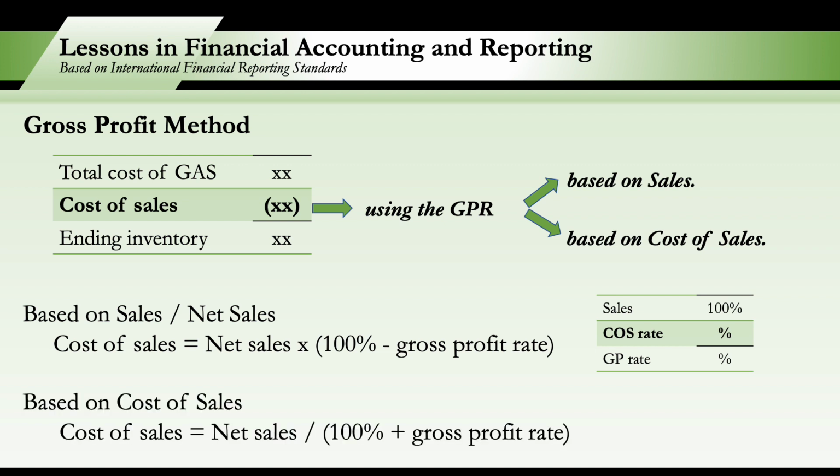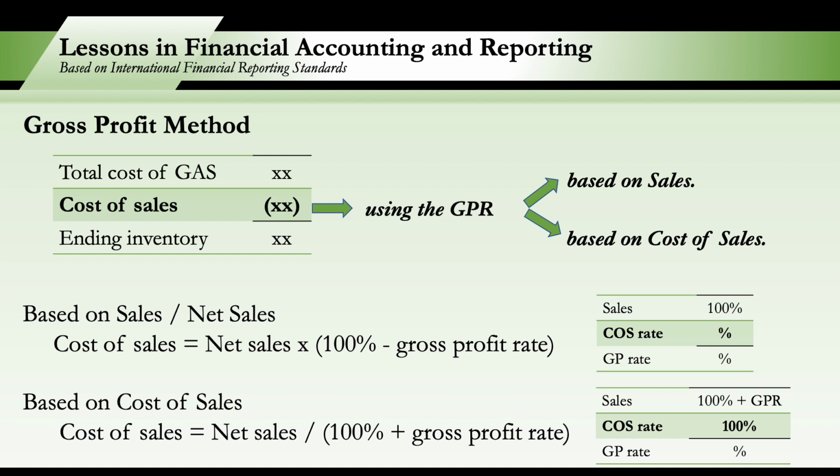And when we say based on cost or based on cost of sales, the cost of sales is equal to net sales divided by 100% plus gross profit rate. So unlike based on sales, this time the cost of sales is the one with 100%. So our sales now is 100% plus the gross profit rate. Okay, so again, to determine the cost of sales based on cost of sales, net sales divided by 100% plus the gross profit rate.